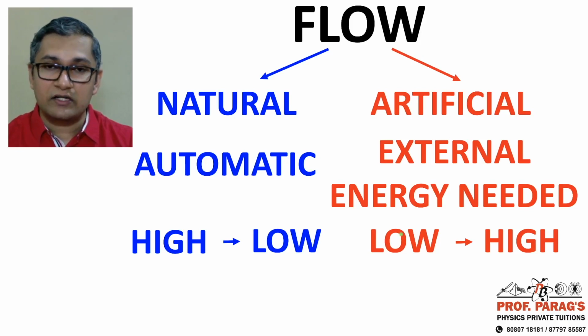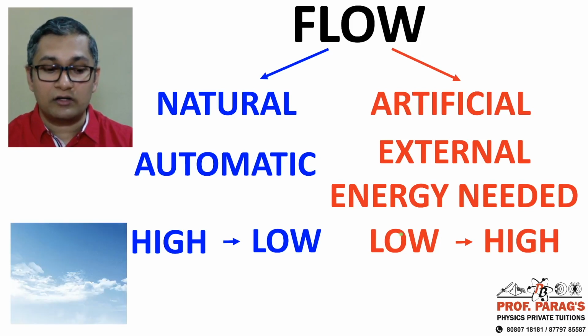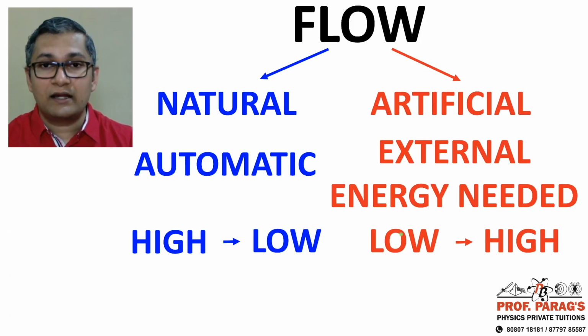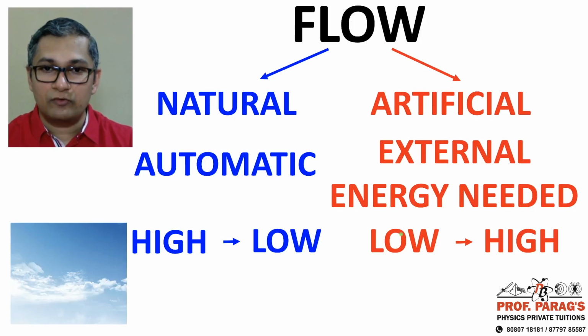But then again, external energy is needed. If I just keep a cup of water on a table, it's not going to get heated up. If I put it on the stove, turn on the stove and convert the chemical energy into heat energy, then yes, its temperature will go from low to high. So that is an example of artificial flow.